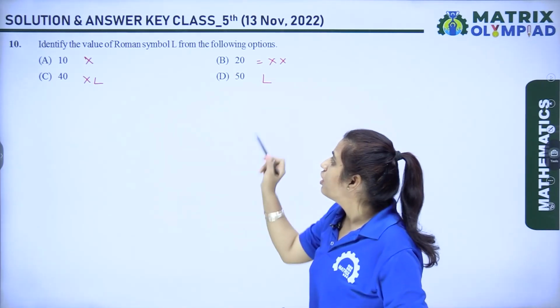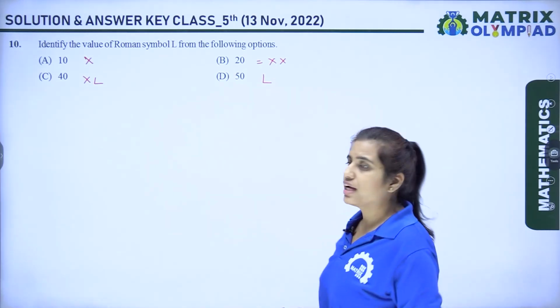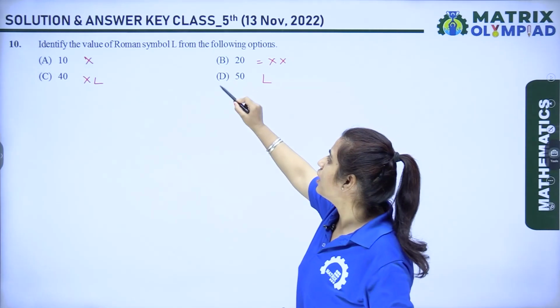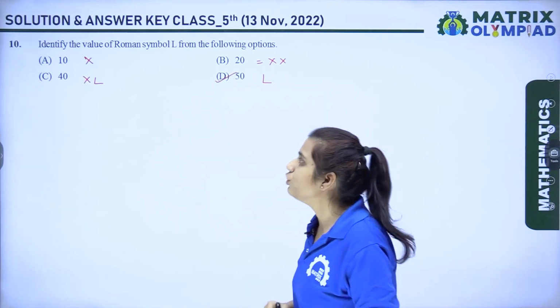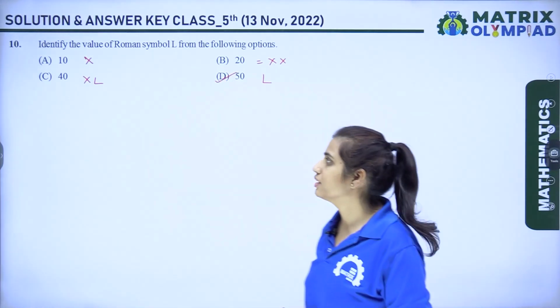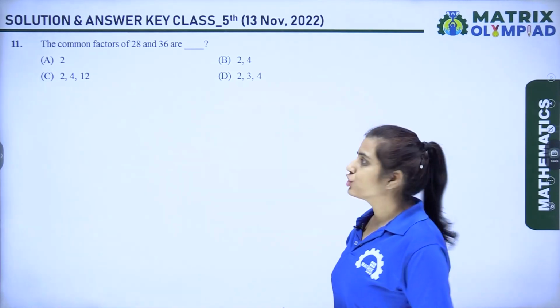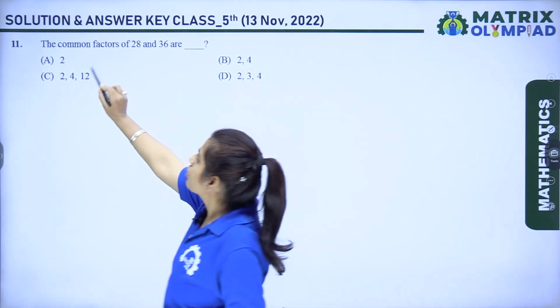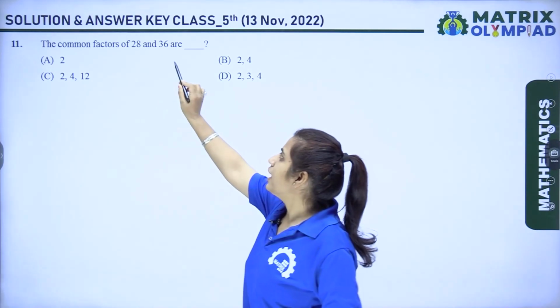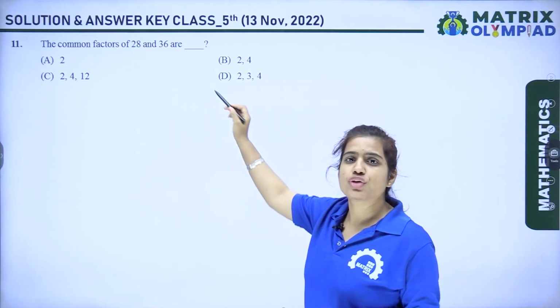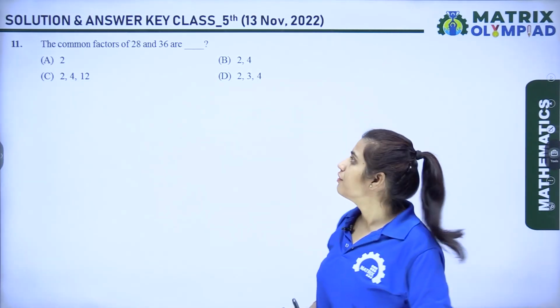So here option D is the correct answer as the value of Roman symbol L is 50. So D is the correct answer. Now let's begin with the next question. Question number 11. The common factors of 28 and 36 are. We have to find out the common factors.